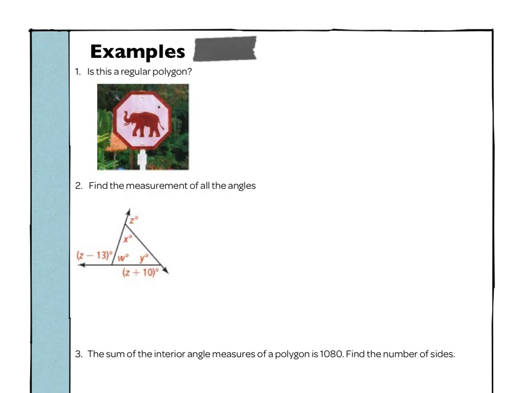Okay, we're at the examples. Question number 1 says, is this a regular polygon? So you're checking to see if it is equilateral and equiangular. It looks as if it is not, but you have to be sure. So when I look at this, it has 1, 2, 3, 4, 5, 6, 7, 8 sides, and all these angles are indeed the same. So this is a regular polygon.